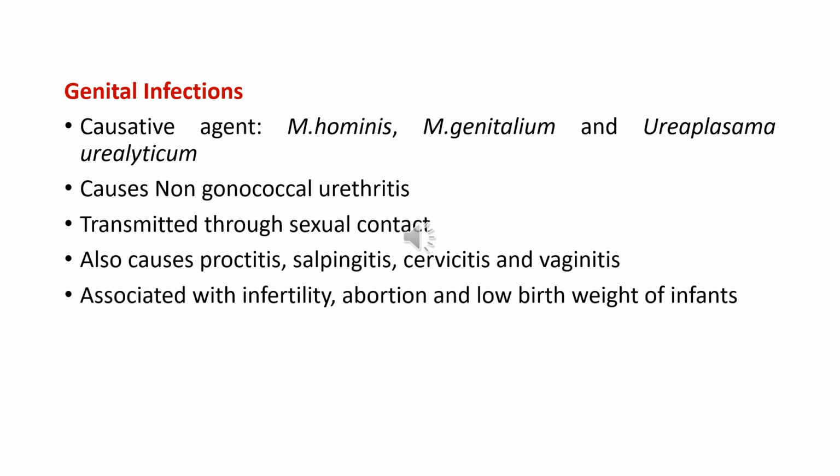Genital infections. Genital infections are caused by Mycoplasma hominis, Mycoplasma genitalium, and Ureaplasma urealyticum. Mycoplasma species cause non-gonococcal urethritis in human beings. The infection is transmitted through sexual contact. Mycoplasma species are also responsible for causing proctitis, salpingitis, cervicitis, and vaginitis in human beings. Mycoplasma are associated with infertility, abortion, and low birth weight of infants.